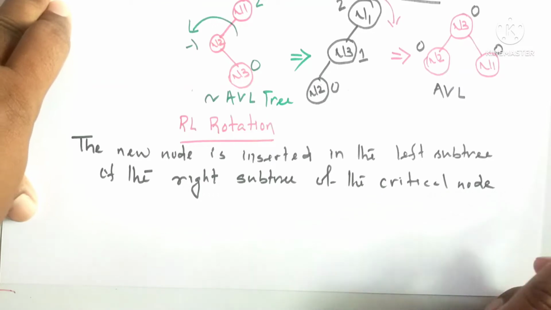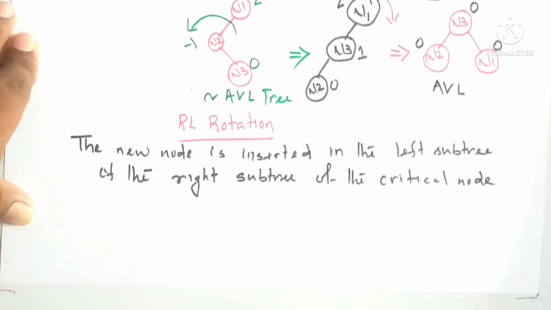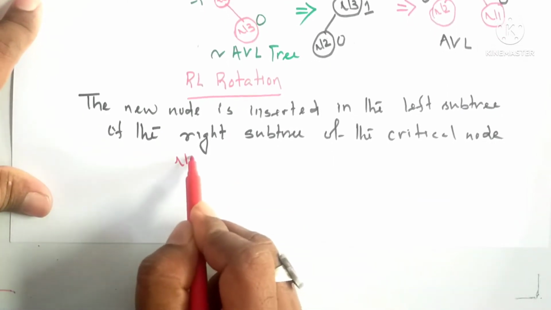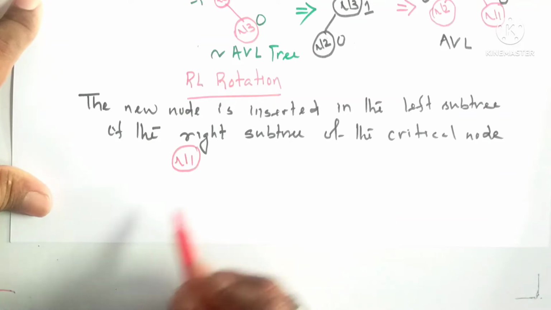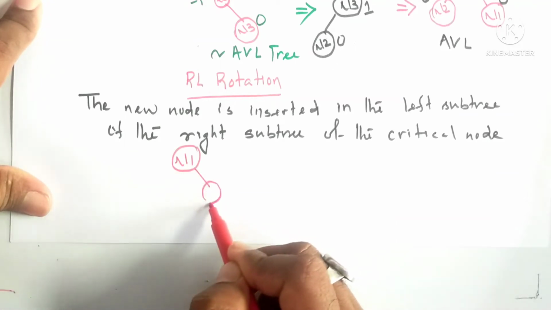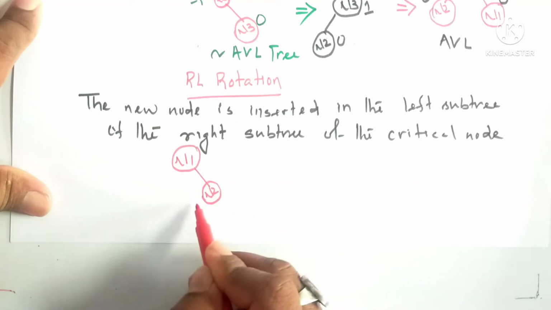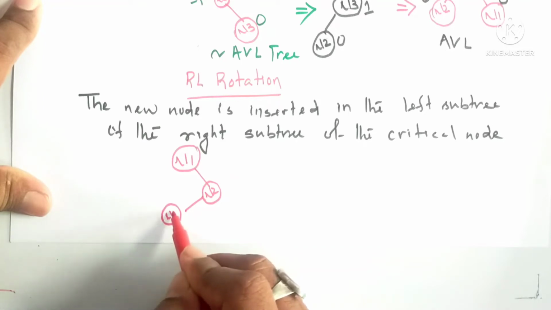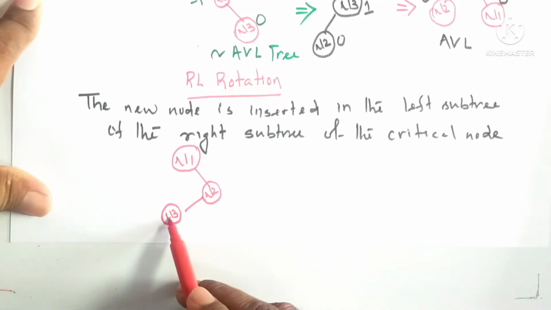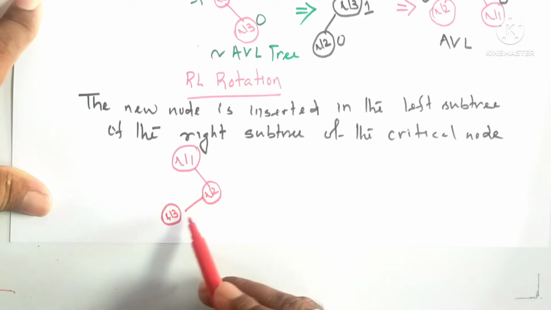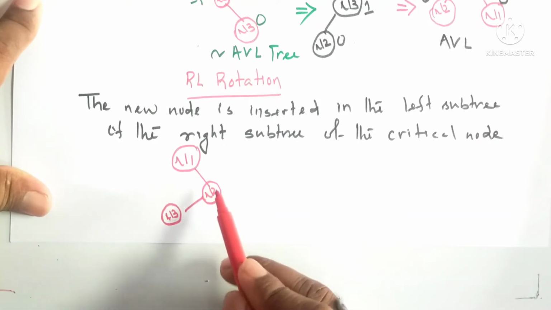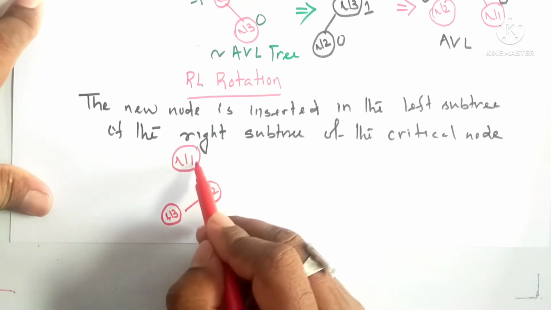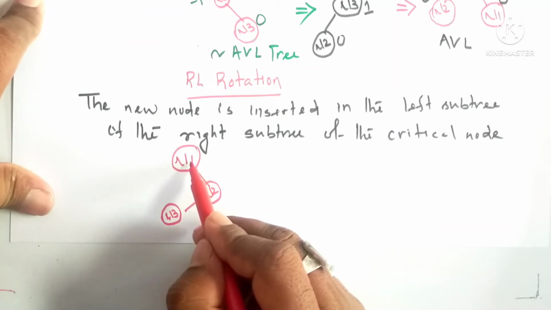For example, just think about a case here. I am having the first node N1 is here, and here is your N2, and N2's left part is your N3. The new node N3 is inserted in the left part of the right subtree of the critical node. So N1 is the critical node because the balance factor value is not lying in the height balance tree range.